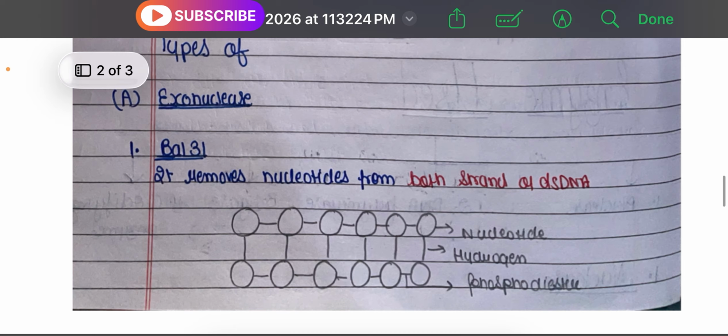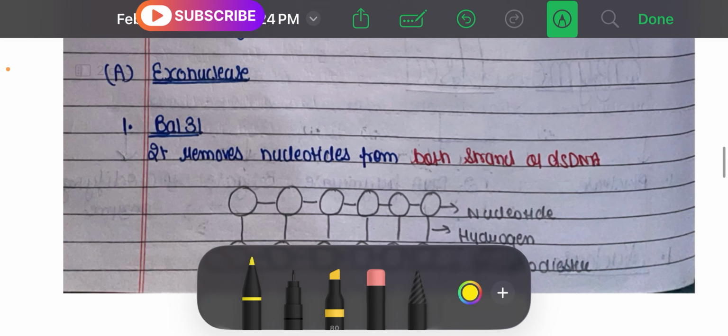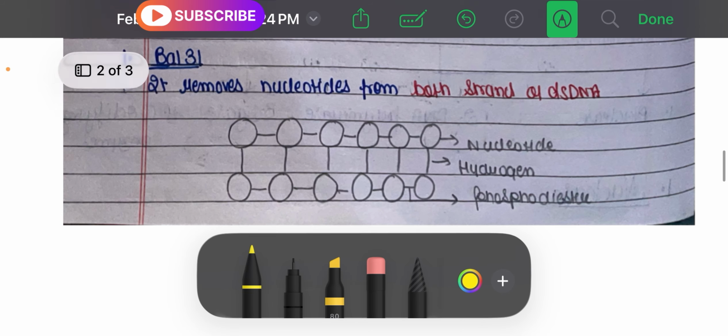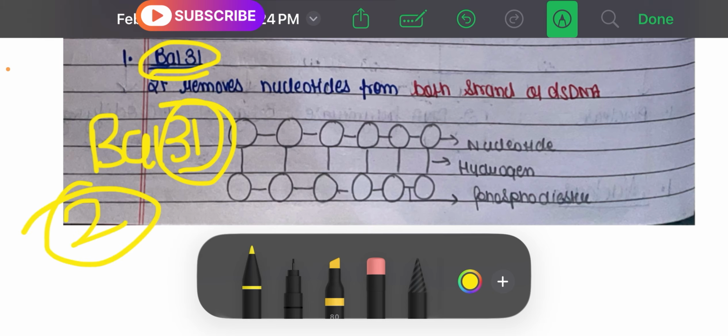Now different type of the exonuclease enzymes are there. So first type of the enzyme is basically the BAL31. So ये जो BAL31 है इसको लर्न करने का सबसे बेस्ट वे क्या है? BAL31। यहाँ पर कितने नंबर्स आ रहे हैं? 2. It means that it is going to cut both the strands of the DNA simultaneously.